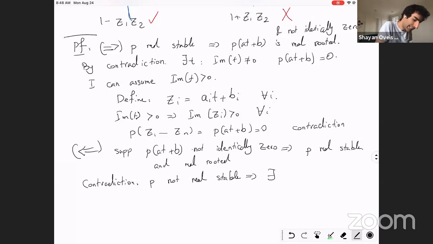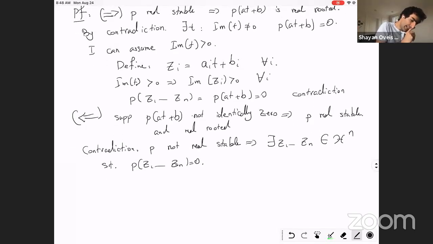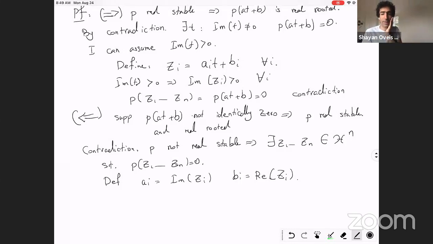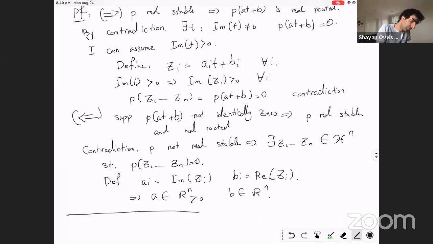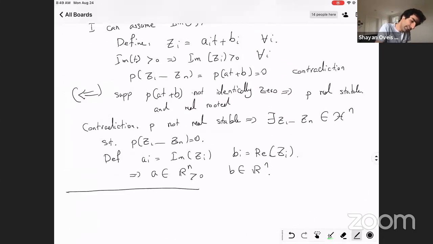That says that there exist Z1 up to Zn in H to the n, such that P of Z1 up to Zn is 0. So what you do is that you just define Ai to be equal to the imaginary value of Zi, and Bi to be the real value of Zi, and you get what you want. Because Zi's have positive imaginary value, Ai's will be positive, and Bi's will just be real. So that was the proof of this fact.